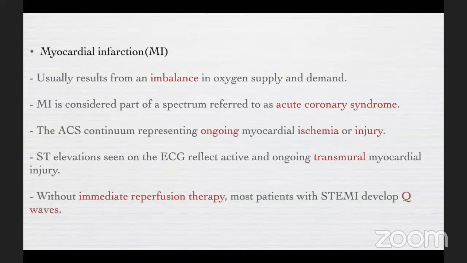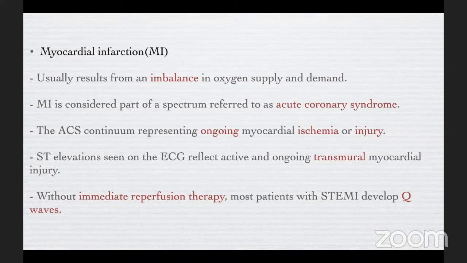MI is considered part of a spectrum referred to as acute coronary syndrome. The acute coronary syndrome continuum, representing ongoing myocardial ischemia or injury, consists of unstable angina, non-ST segment elevation MI, and ST segment elevation MI. Patients with ischemic discomfort may or may not have ST segment or T wave changes on the ECG. ST elevation seen on the ECG reflects active and ongoing transmural myocardial injury.